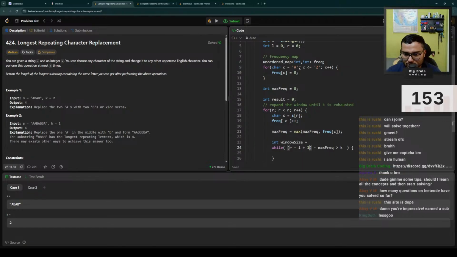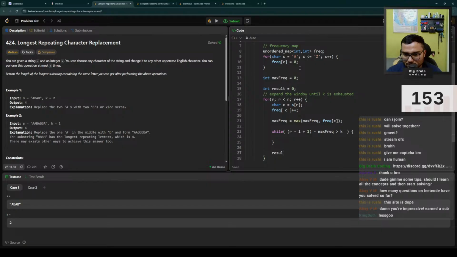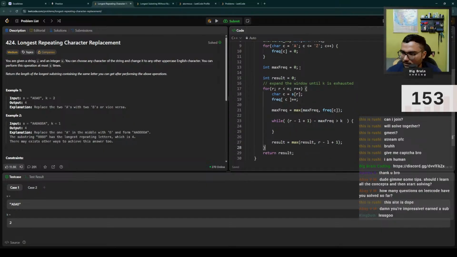Window size equals this. Do I calculate window size here? No. Okay. Result equals max of result and r minus l plus 1. Return result. If we start moving characters from the left, then the frequency of s of l will decrease and l plus plus. And yeah.